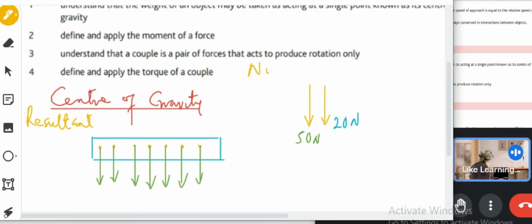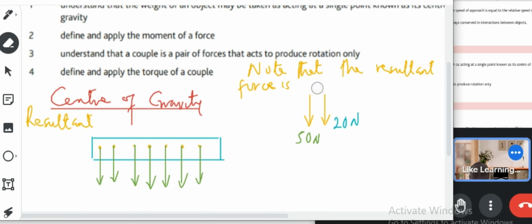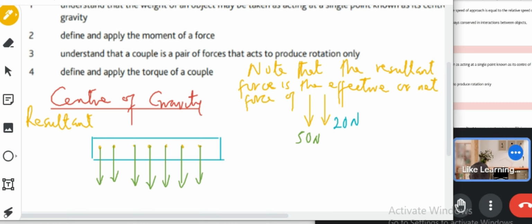Okay, let me write it down here. The resultant force is the effective or net force of a system of forces. We talked about that when we were looking at mechanics.